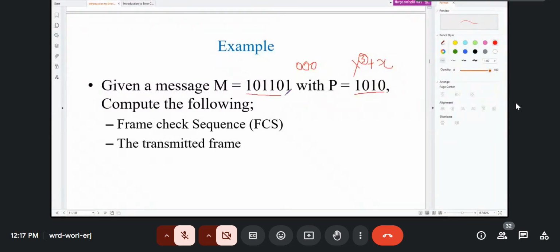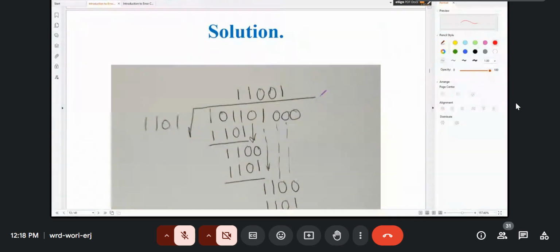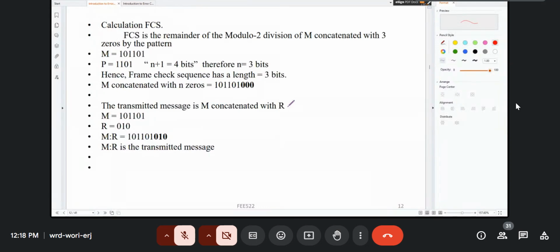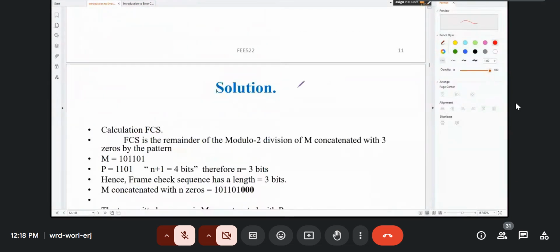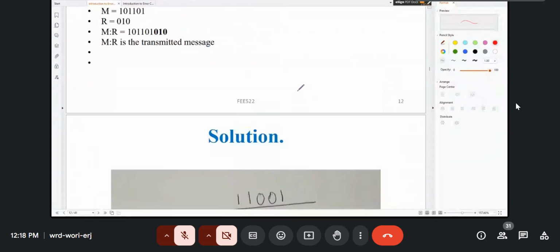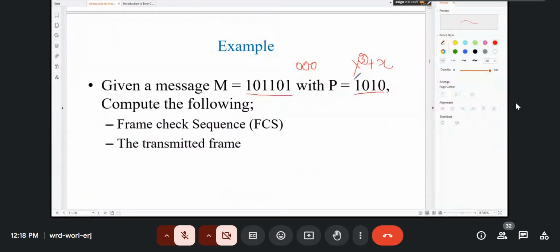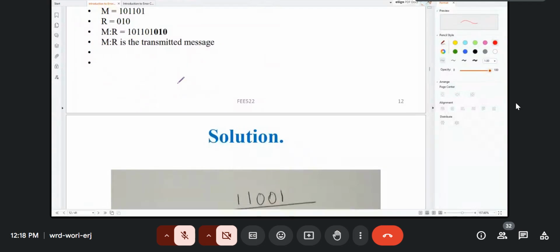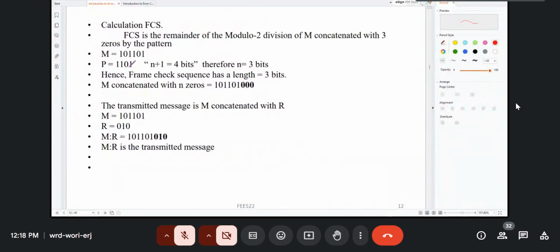So what you are supposed to do is get this, add the requisite number of zeros, then do long division: we divide the message concatenated with the zeros by the pattern. Yeah, I think there's a simple case here. I think I pointed that out last time. And this is 1010, but I think in our division we have used something a bit different, 1101.